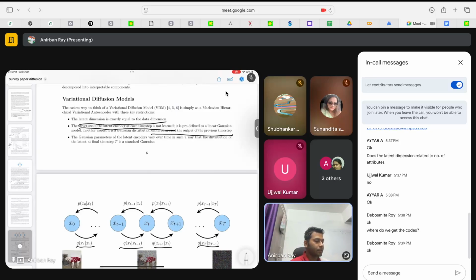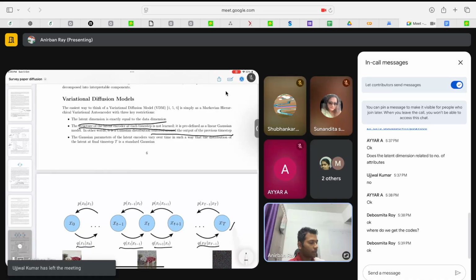The Gaussian parameters of the latent encoder vary over time in such a way that the distribution of the latent at the final time step T is a standard Gaussian. So the interesting thing is that this x_T becomes a normal distribution (0, 1) at the final time step. This is some mu and sigma, so it changes in such a way that you get a normal distribution (0, 1) at the end. That is a very important fact to notice here.